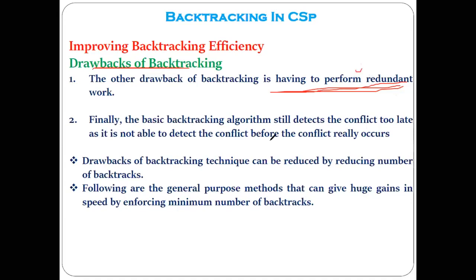Second is this. The basic backtracking algorithm detects the conflict too late, and it is not possible to detect the conflict before the conflict really occurs. What does that mean? In short, the backtracking algorithm detects the conflict too late. What do you mean by detecting the conflict too late?